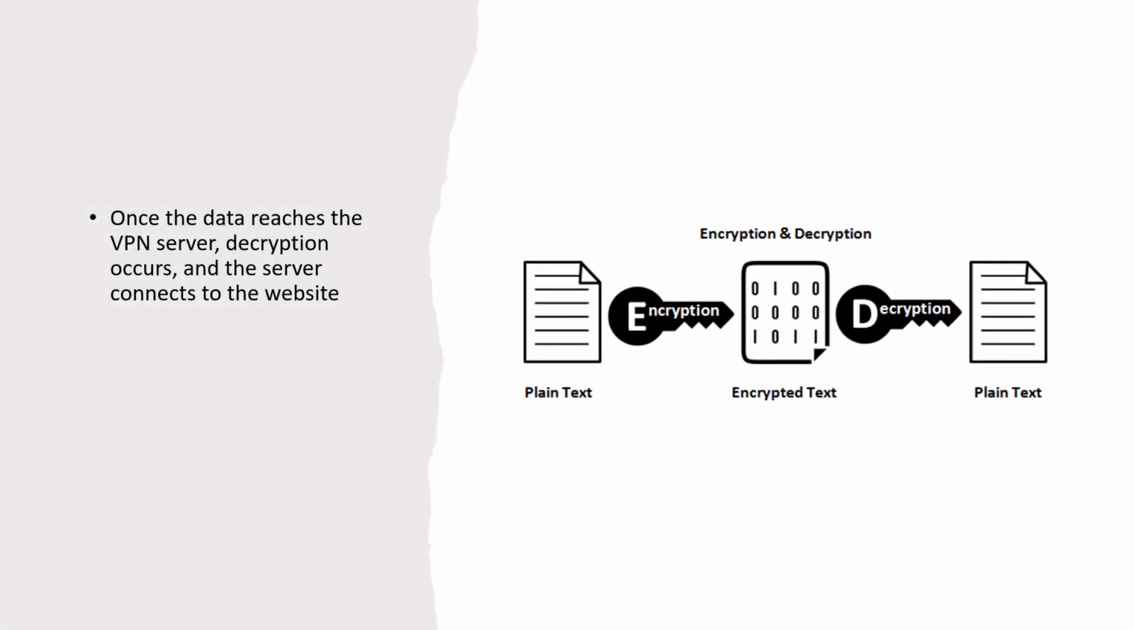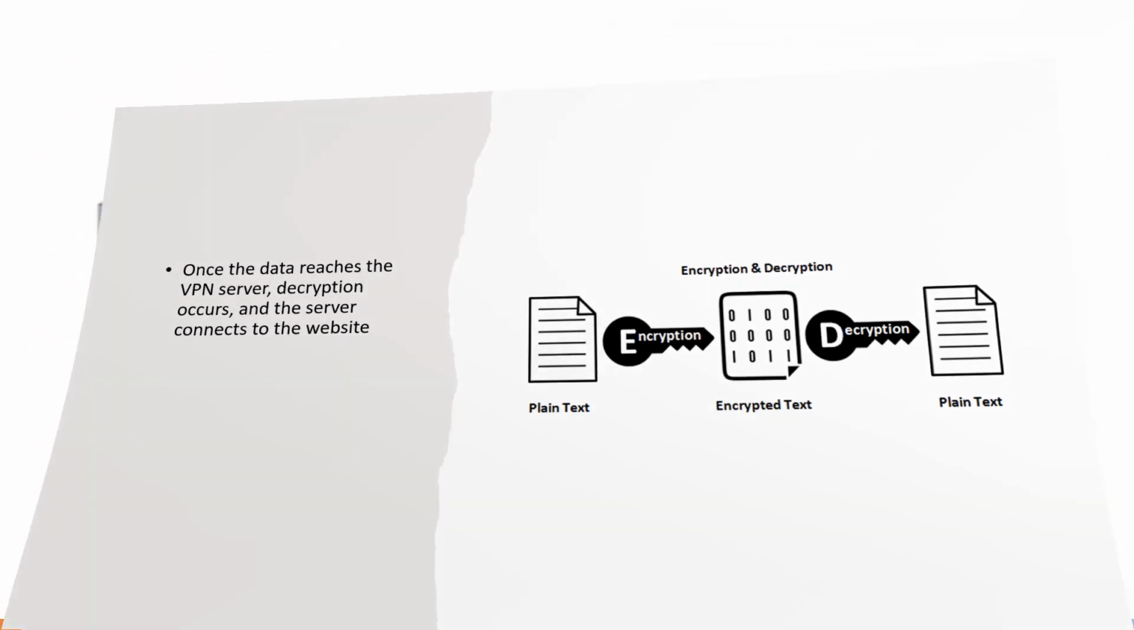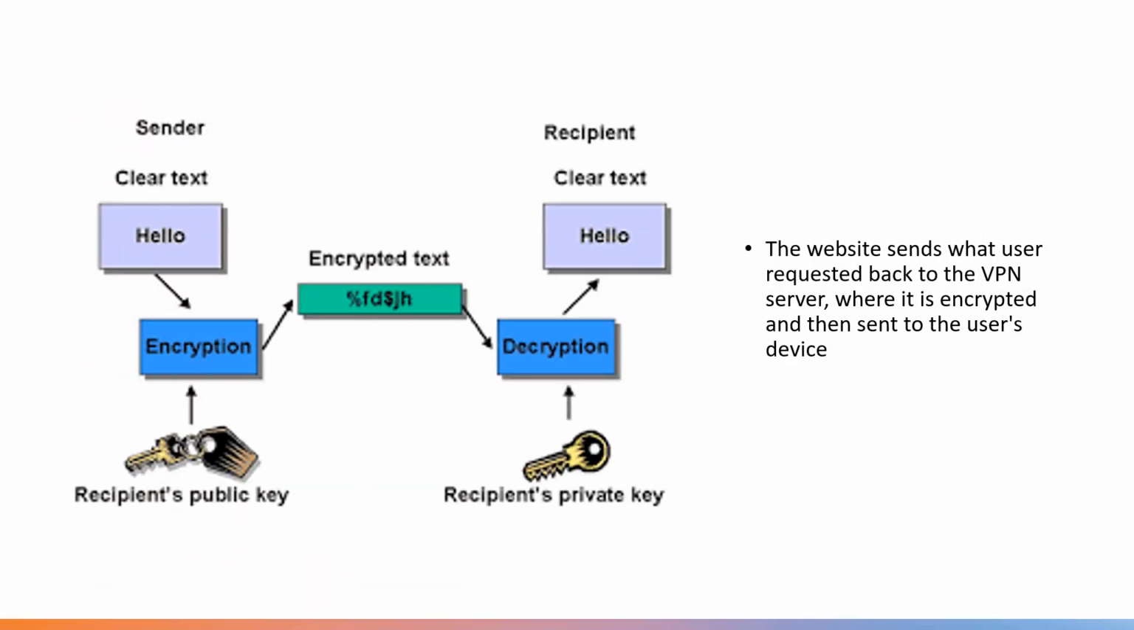Once the data reaches the VPN server, it decrypts and the server connects to whatever website you are trying to reach. So similar to the last slide, the website then sends what the user requested back to the server, where it is encrypted and sent back.